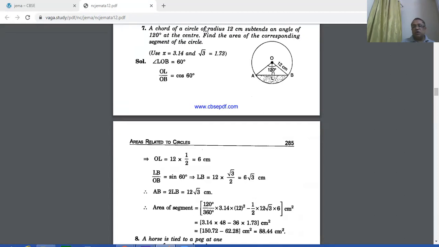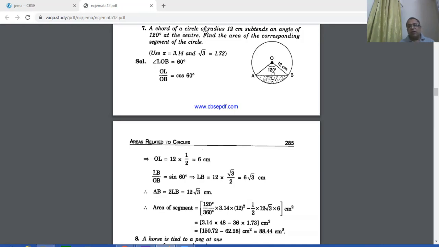So area of the segment, we can use the same formula, pi r square theta by 360 minus half r square sin theta. Okay, we need not do all this procedure. We can directly use this. So pi r square theta by 360. So that part they have done here, pi into r square into theta by 360. So that comes out to be 150.72. So this part is 150.72. You should not have a problem in calculating this.